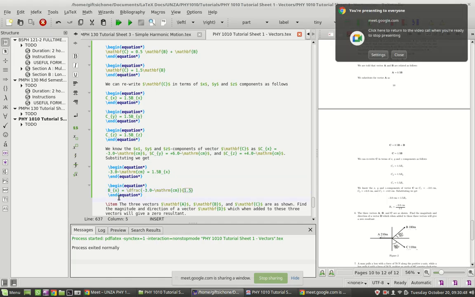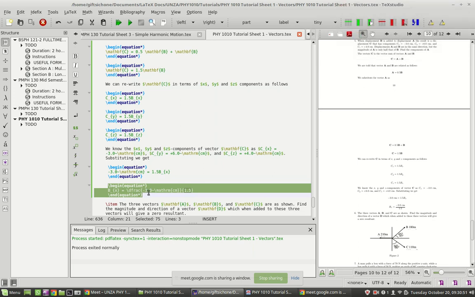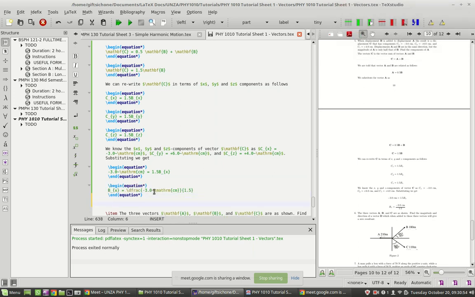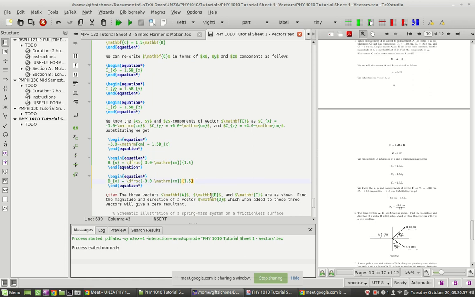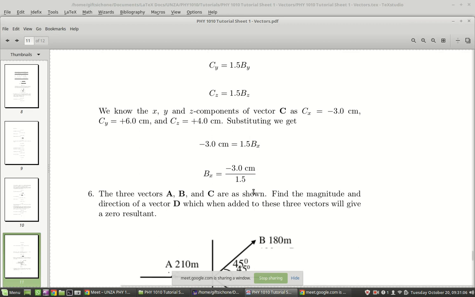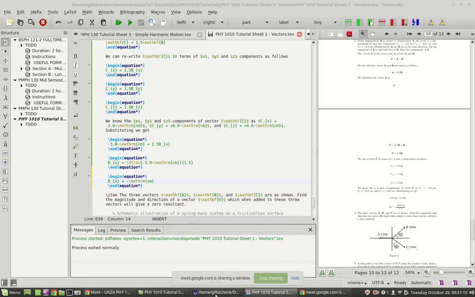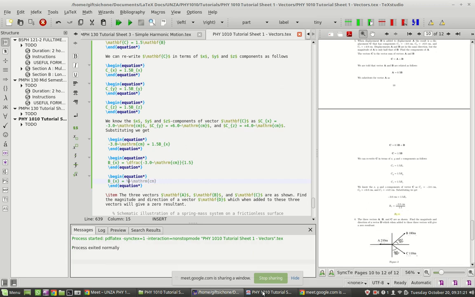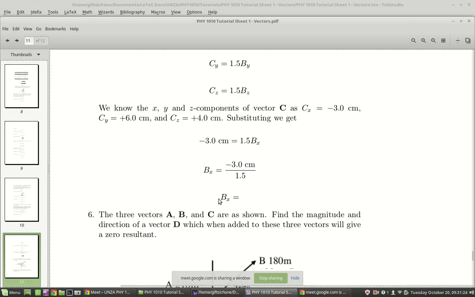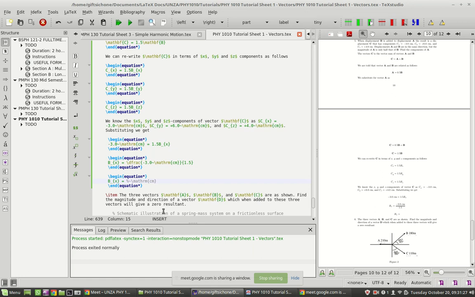So we end up having, how much will be our BX? How much will be BX? Yeah, minus 3.0 divided by 1.5. How much do we get for BX? Minus 2. Minus 2 centimeters.